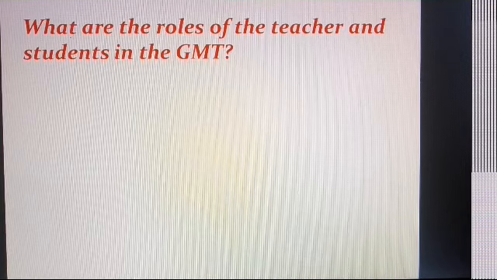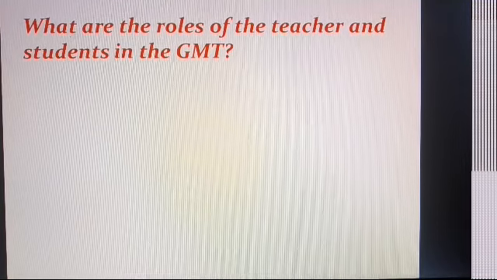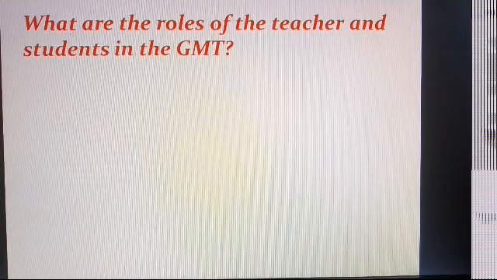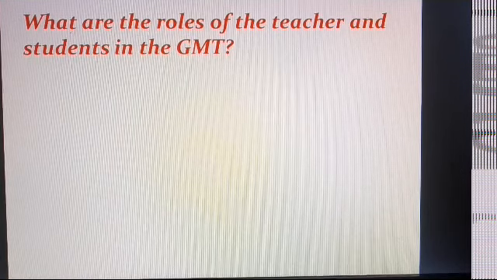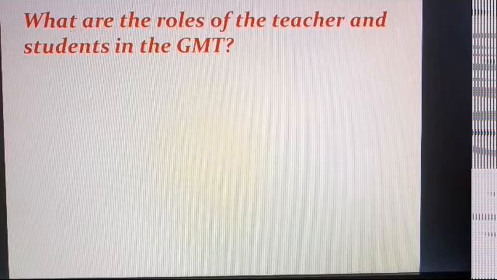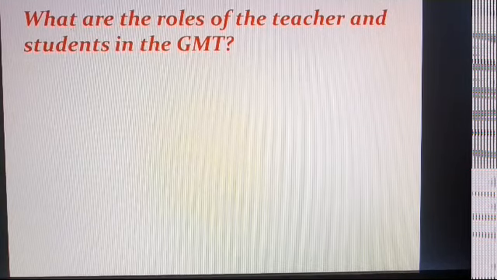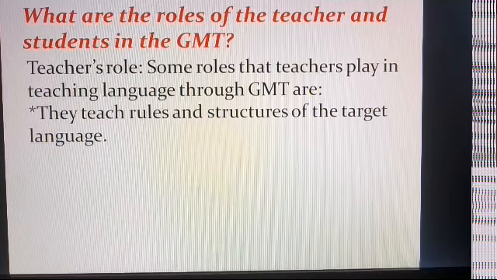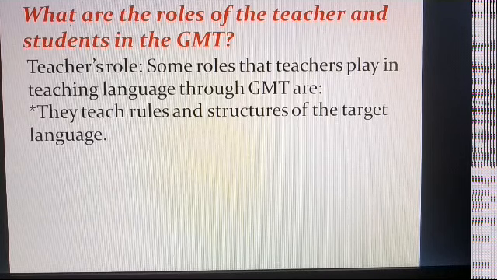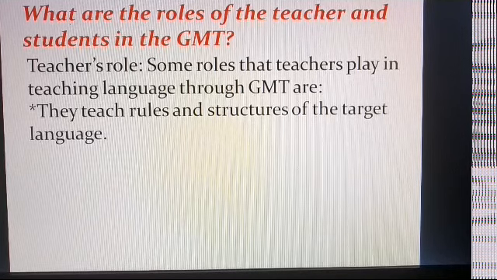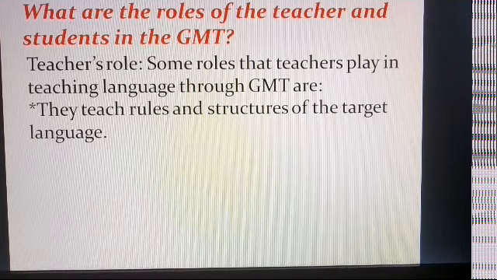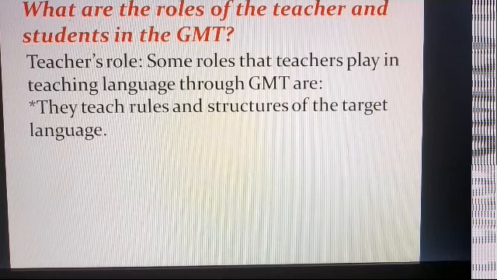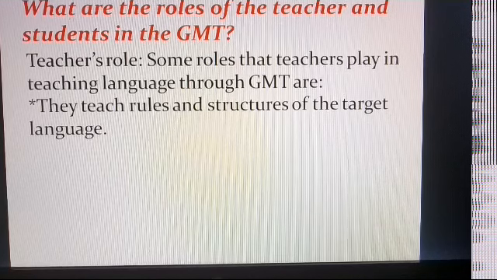Now, what are the roles of the teacher and students in the grammar translation method in the classroom? A teacher has to play some roles to teach his students. Again, in the classroom, the students also have to play some roles to learn any language in the grammar translation method. Now, I want to discuss what are the roles of a teacher. Some roles that teachers play in teaching language through GTM: Number 1, they teach rules and structures of the target language.